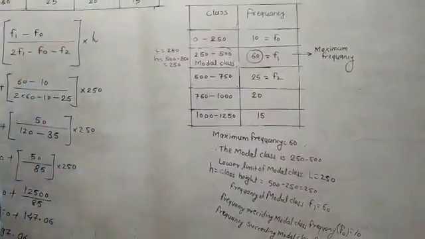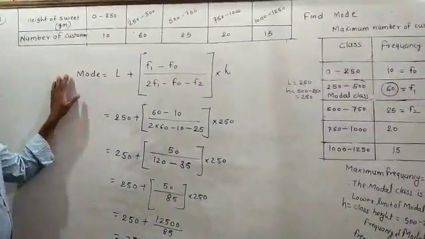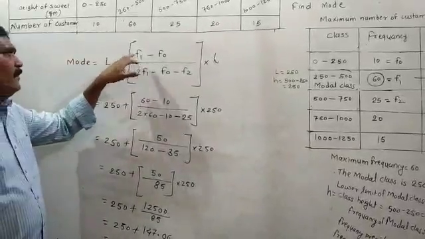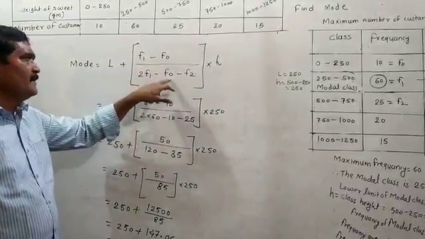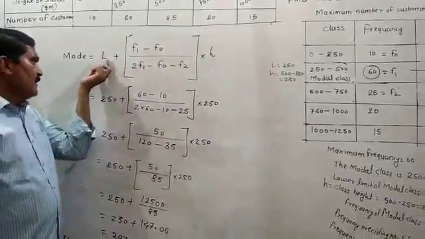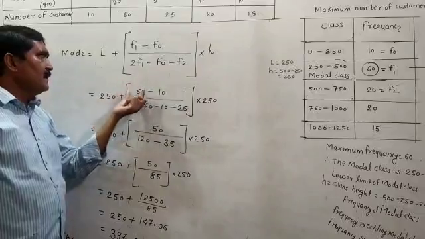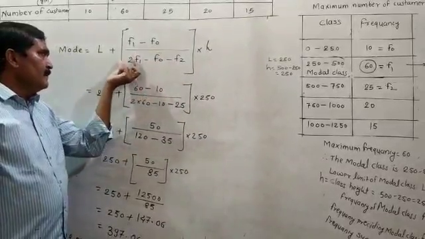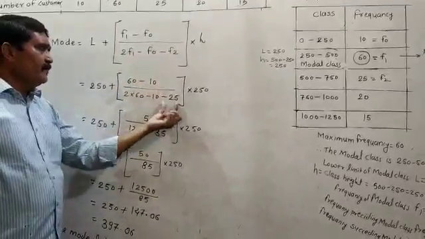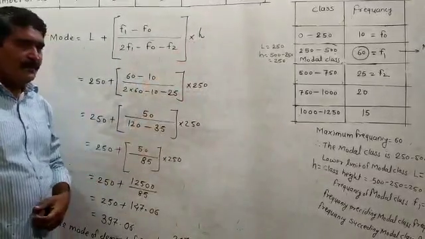After that you have to find out the mode. For the mode, you have to write the formula. Mode is equal to L plus (F1 minus F0) upon (2 F1 minus F0 minus F2) into h. So L is 250, F1 is 60, F0 is 10. In the denominator, 2 into F1 is 60, minus F0 is 10, minus F2 is 25, multiplied by h, which is 250.